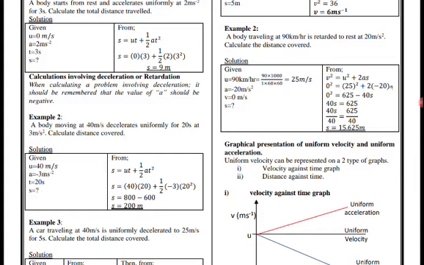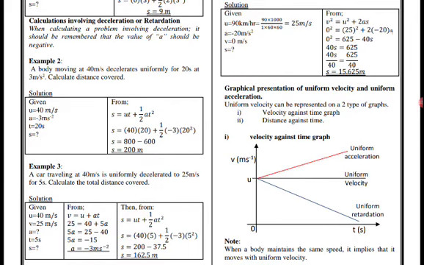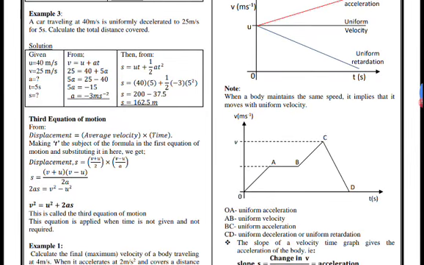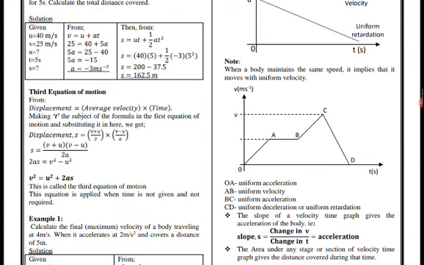So we have u, a, t, we are looking for S, therefore we use the second equation of motion. When you substitute in, you get the answer as 200 meters. So you can try out that. You can try out example 3, and then let's go for the third equation of motion. This third equation of motion is also developed from the definition of displacement, which is average velocity times time, where t, here in this case, we want to eliminate t.